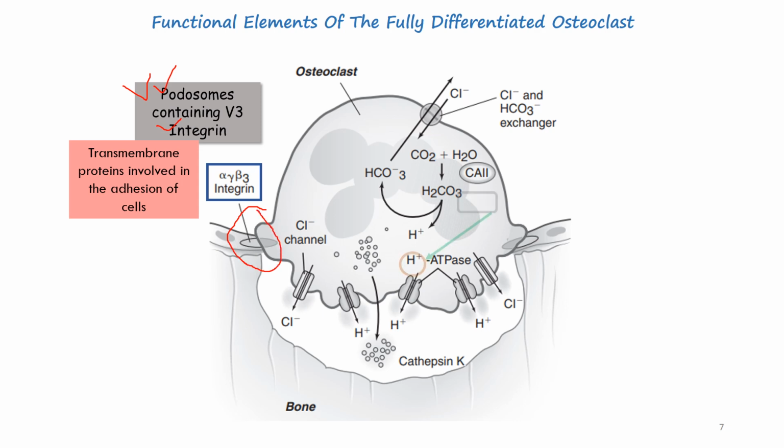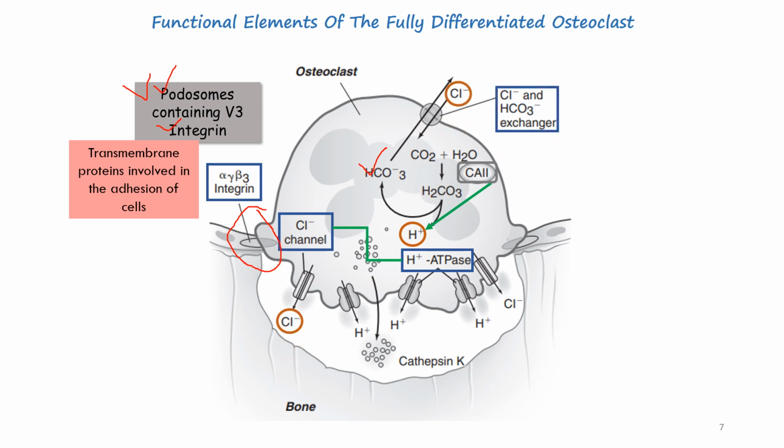Inside the cell, the H+ ions are produced by the carbonic anhydrase 2 enzyme. These H+ ions are transported to the resorption site via the H+ ATPase pump. This H+ ATPase pump, coupled with the chloride channel, maintains the transmembrane neutrality. Also, there is excessive production of bicarbonate by the carbonic anhydrase 2 enzyme. This bicarbonate is exchanged passively for chloride, which is the chloride and bicarbonate exchanger here.